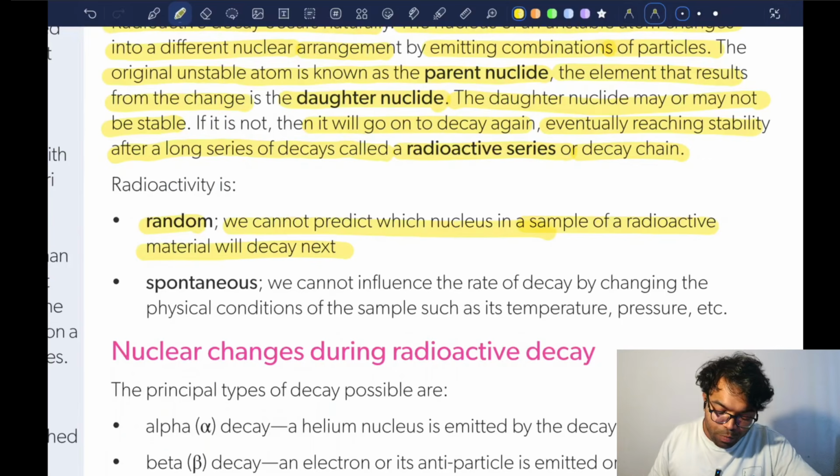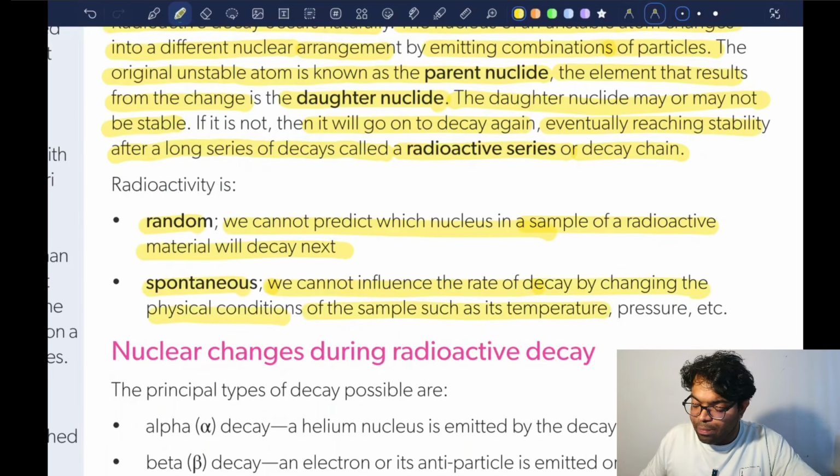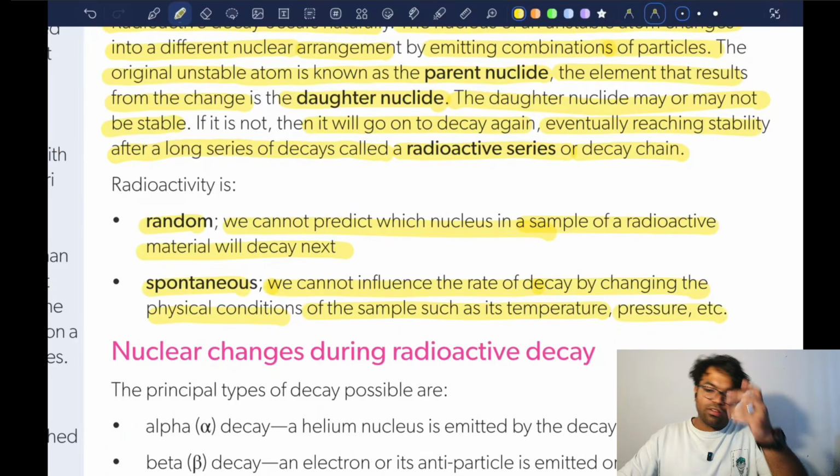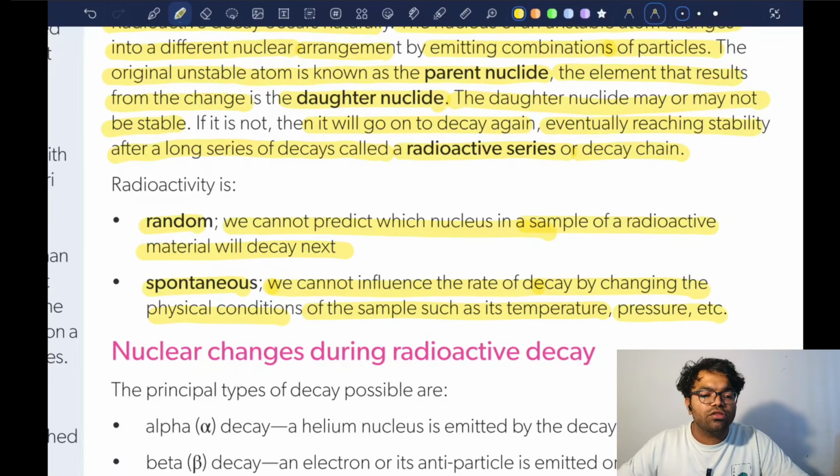Understood? Now, spontaneous. We cannot influence the rate of decay by changing the physical conditions of the sample, such as temperature, pressure, etc. So, it is spontaneous. That is, it happens on its own when it wants to and to which atom it wants to. You cannot have any control over it. But you can have a control over its output, though.